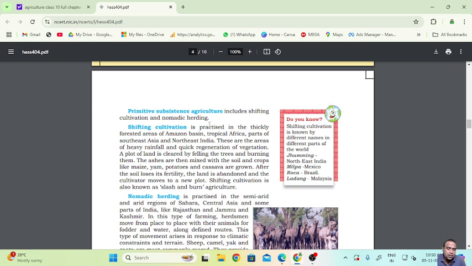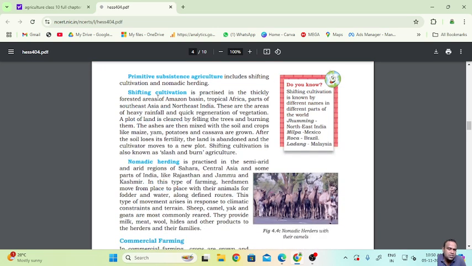Primitive subsistence agriculture includes shifting cultivation and nomadic herding. Shifting cultivation. What is shifting cultivation? Shifting cultivation is practiced in the thickly forested areas of Amazon basin, tropical Africa, parts of Southeast Asia and Northeast India. These are the areas of heavy rainfall and quick regeneration of vegetation.